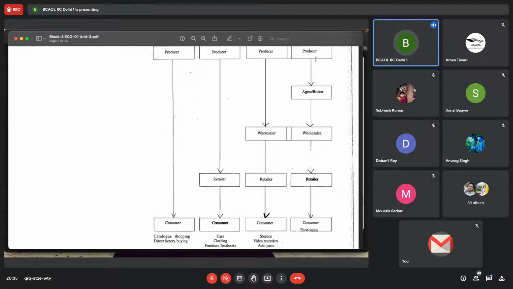Then the producer, when selling it to the agent broker, sells it to the wholesaler. The wholesaler will sell it to the retailer, and then it will reach the consumer. Now these channels have their own advantage and disadvantage, depending upon if the product is perishable or non-perishable. Consumer goods basically are classified as perishable and non-perishable. When the goods have limited life and will be spoiled very easily, you would want that this product should be sold off immediately.